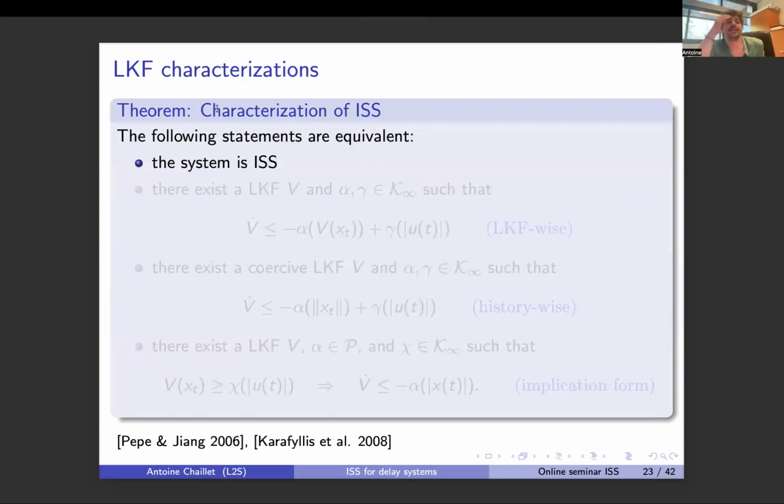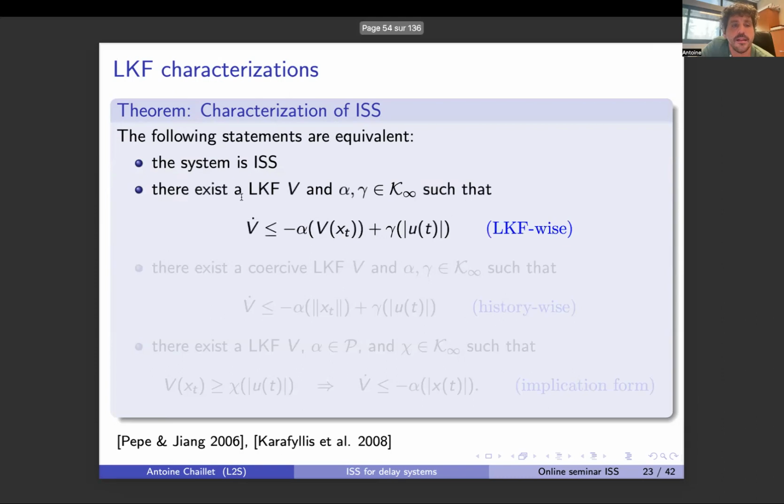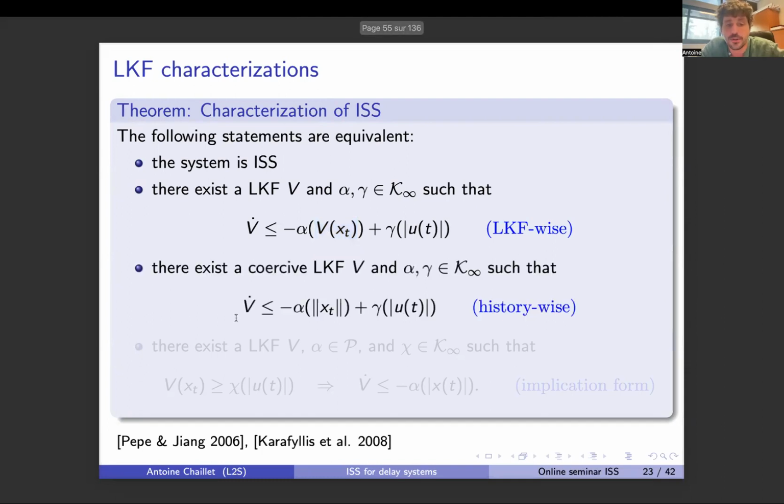So for ISS of time delay systems, I have the following characterization in Lyapunov-Krasovskii terms. It's the same to require that the system is ISS as requiring an LKF-wise dissipation. So alpha is a class K infinity function, gamma as well. But what is important is that I need to dissipate in terms of V itself. Okay, so if I manage to have a dissipation in terms of V, I can conclude ISS. And once I have this, I am sure that there exists a coercive LKF V that dissipates now in terms of the whole history norm, so a more demanding requirement.